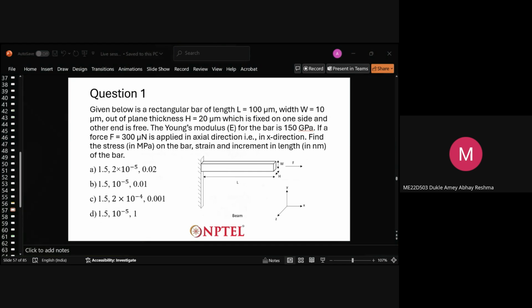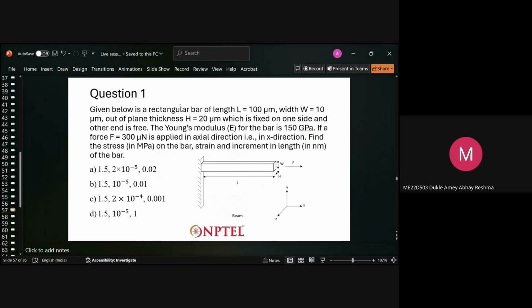Okay, so now moving to the graded assignment. This was the graded assignment which you had in the previous year. If you had taken the course last year, this would be the graded assignment you had to submit. So we are just solving it for your reference. Here you have a rectangular bar of length 100 micrometer, width 10 micrometer, and out-of-plane thickness 20 micrometer, which is fixed on one side and free on the other end.